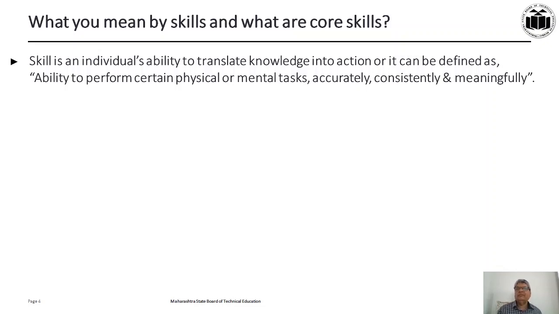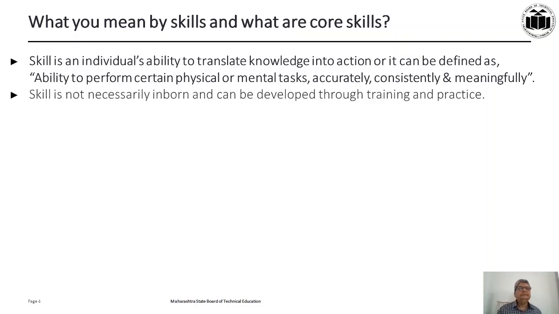Accuracy, there is no need of explanation. Consistently means whenever he does that job again and again, every time, it should be accurate. And he should find that job interesting, enjoyable, or meaningful. Now skills are not inborn. It's very true. There is no need of explanation for that. Anybody who comes into this world does not possess different skills. You have to develop it over a period of time through training and practice.